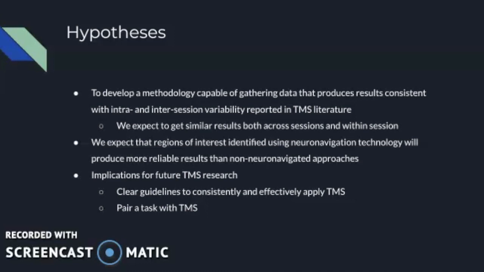This study will have implications for future TMS research. It will provide clear guidelines to consistently and effectively apply TMS, and hopefully we will be able to pair a task with TMS in future studies.